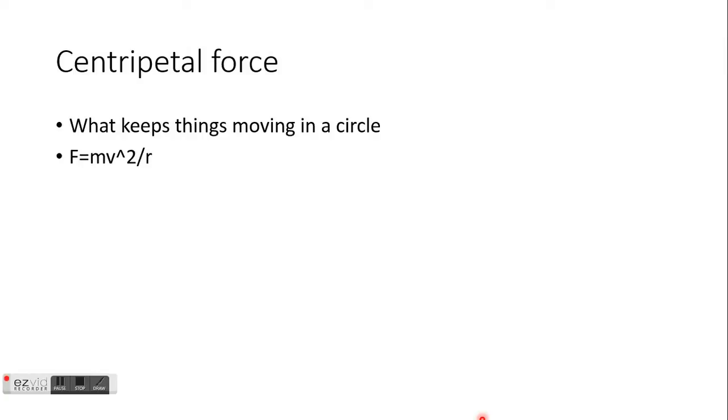Newton's law says that if there's no force acting on an object, it's going to keep traveling in the same path. And the same path is always going to be a line, right? So how do things keep moving in a circle? Well, a force called the centripetal force, which could be any number of forces, keeps it in a circle.